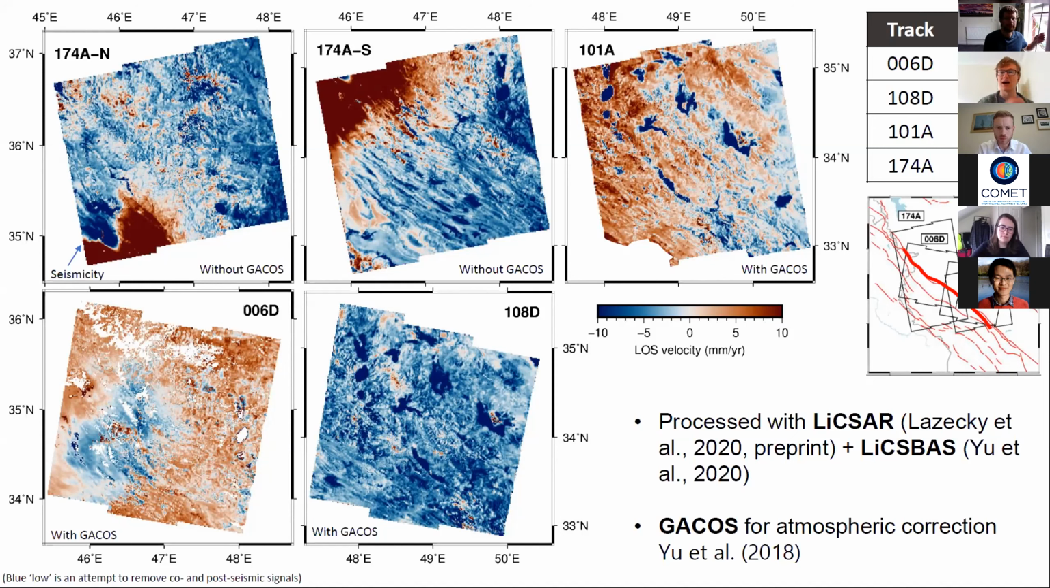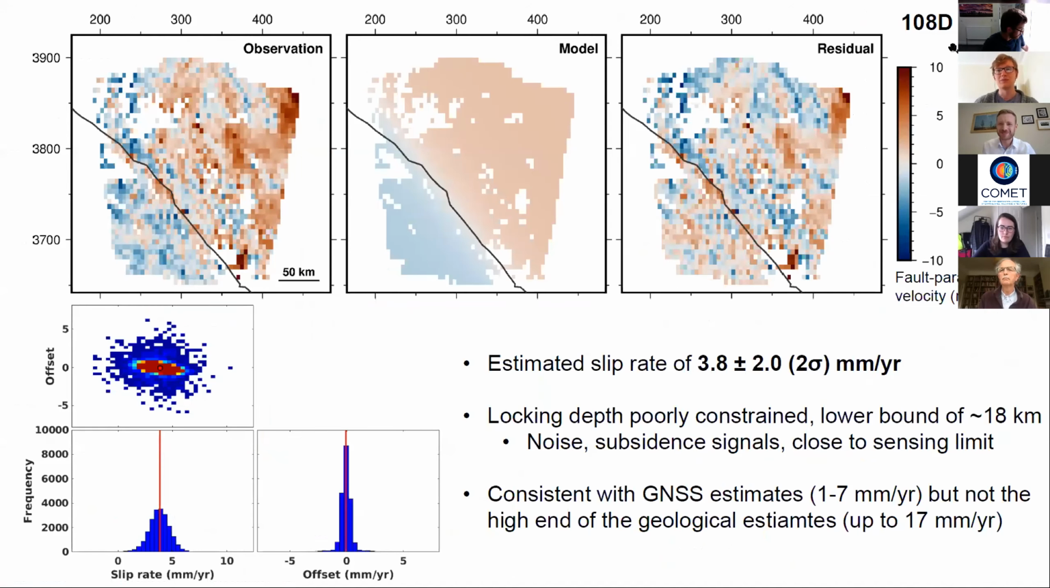So we take our ascending and descending tracks, our 2 look directions, and then we decompose those to get fault parallel velocity with hopefully a decent estimate of the errors. Once we have that fault parallel velocity, we're using a 2D screw dislocation model essentially, and a Bayesian approach, the same one that Iqbal Hussain used for some of his papers, to try and estimate the slip rate on this fault.